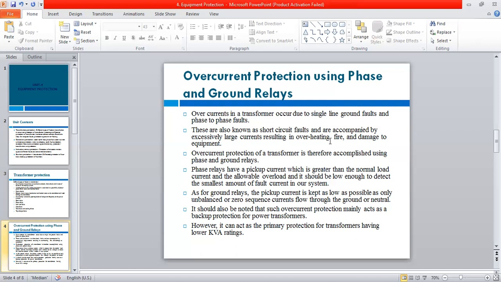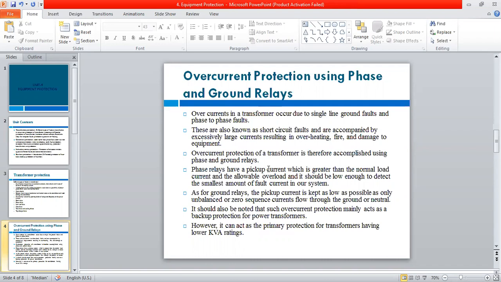When these short circuit faults happen, there will be overcurrent, meaning a large current will flow, and it will result in overheating, fire, and damage to equipment. The equipment gets overheated, and sometimes there will be fire in the transformer and damage to the equipment. So the overcurrent protection of a transformer is done by using phase and ground relays.